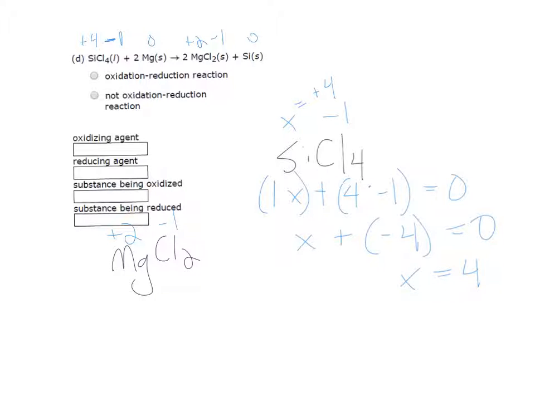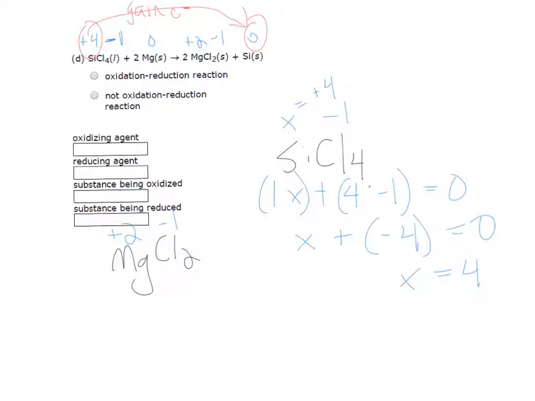What changed? Well, let's look at silicon first. On the left side of the equation, its oxidation state is +4. On the right side of the equation, its oxidation state is 0. That means its charge went down, and the only way for that to happen is if it gained electrons. I'll use an e- to represent electrons.